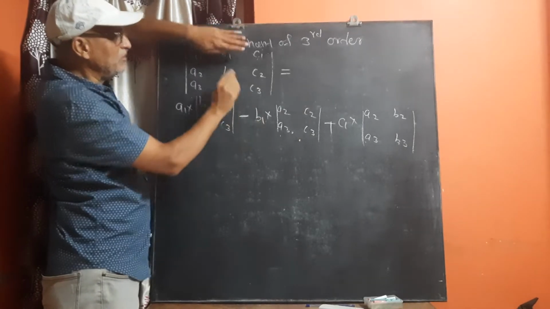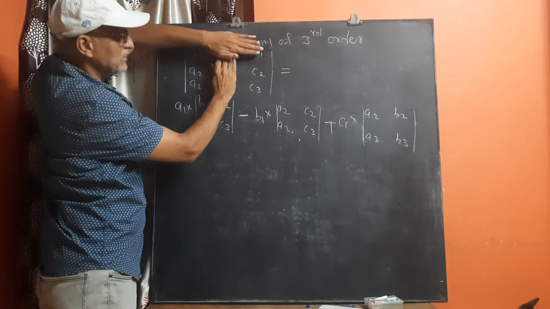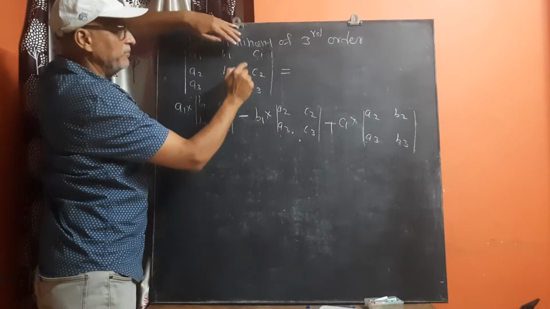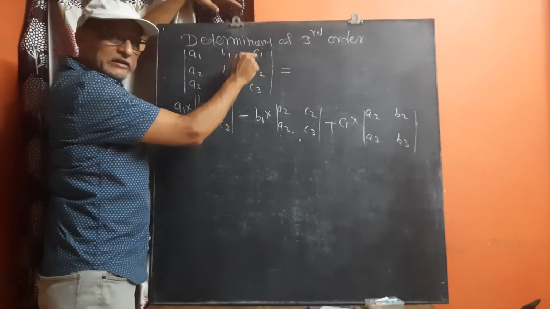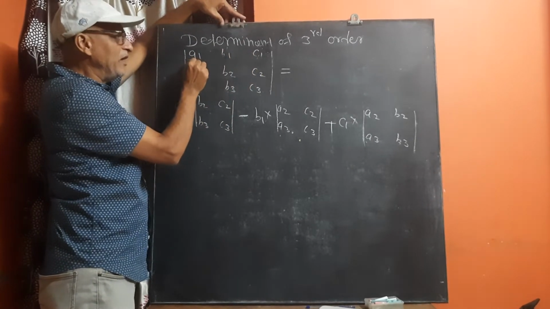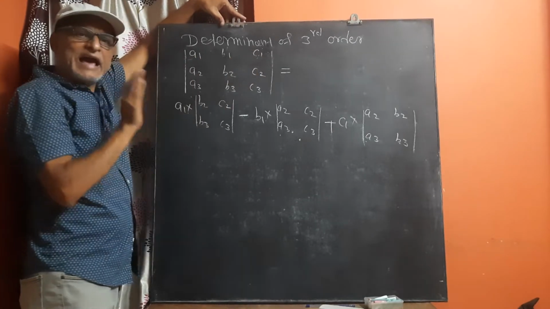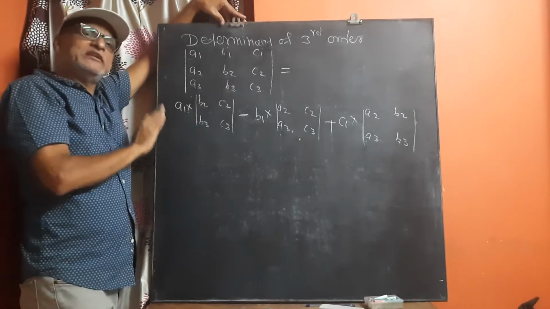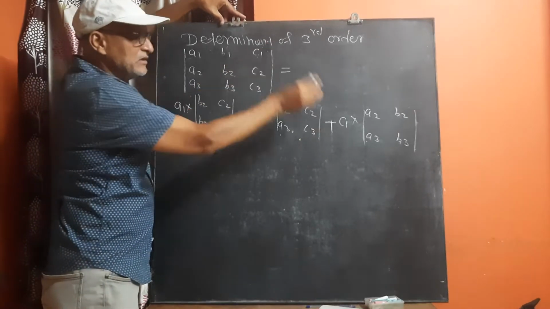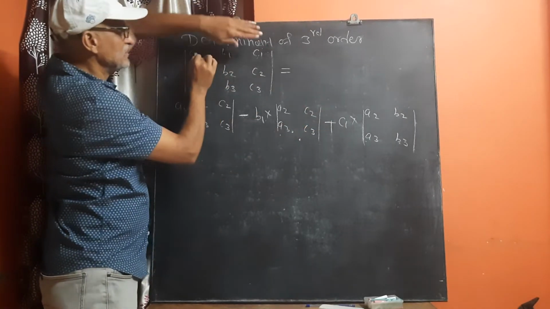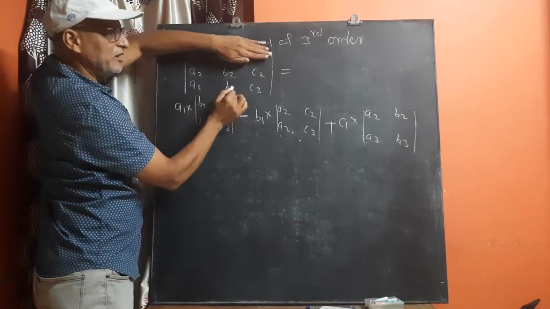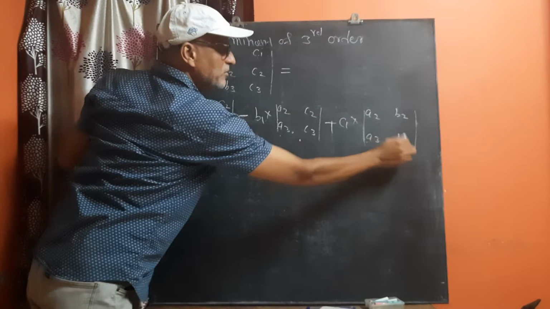Minus B1 into, again skip that column and this row. So the remaining are A2, C2 and A3, C3. Plus the sign of first element and third element. That means the sign of A1 and C1 remains as it is. If it is plus, then it remains plus. If it is minus, then it remains minus. So it is plus. So plus C1 into, skip the row and column. The remaining are A2, B2 and A3, B3.